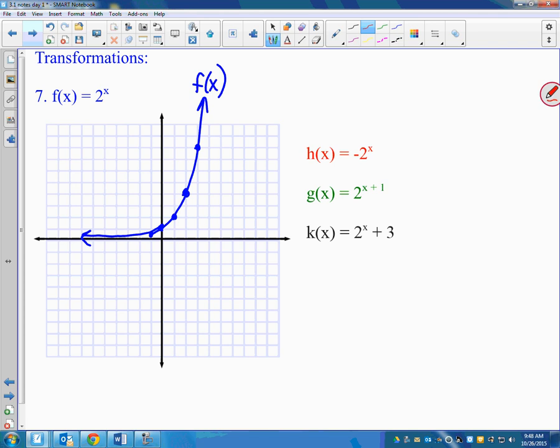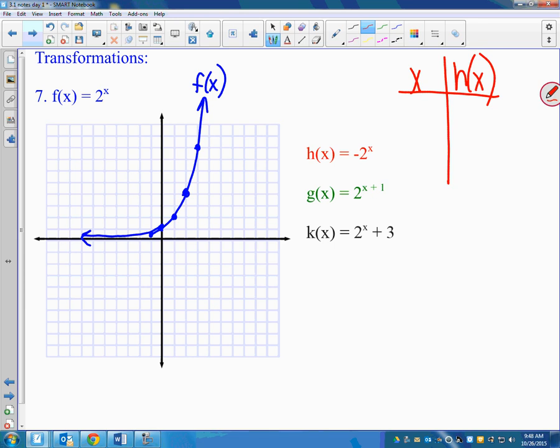Questions on this one? On the f of x? So if I do h of x, if you're not sure what's going to happen, you can always pick points. What does a negative mean for us transformation-wise out front? Do you remember? A reflection in the x-axis.